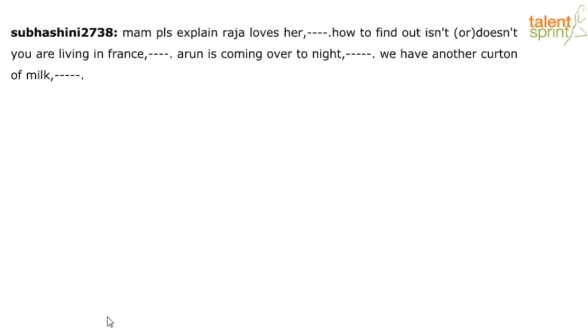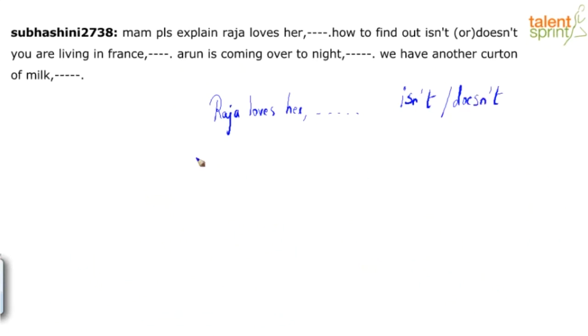Ma'am, please explain: "Raja loves her." How to find out isn't or doesn't? Okay, I'm not really following this. Let me just write it down here. Okay, Raja loves her. This looks like question tags to me. Let's write the options here: isn't, is, and doesn't.